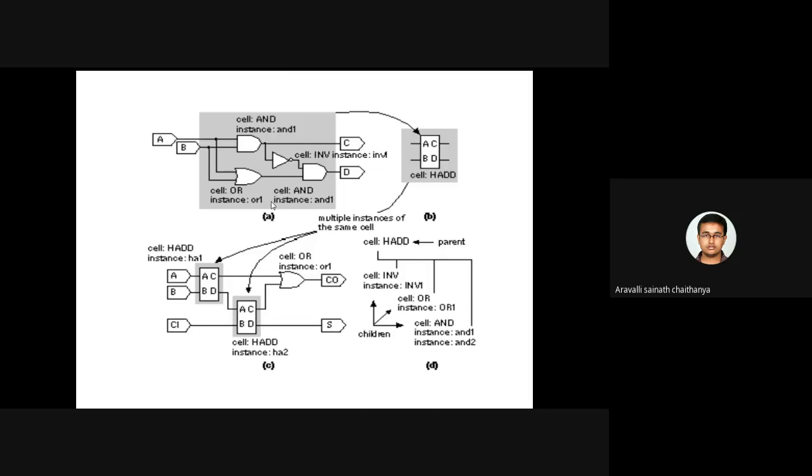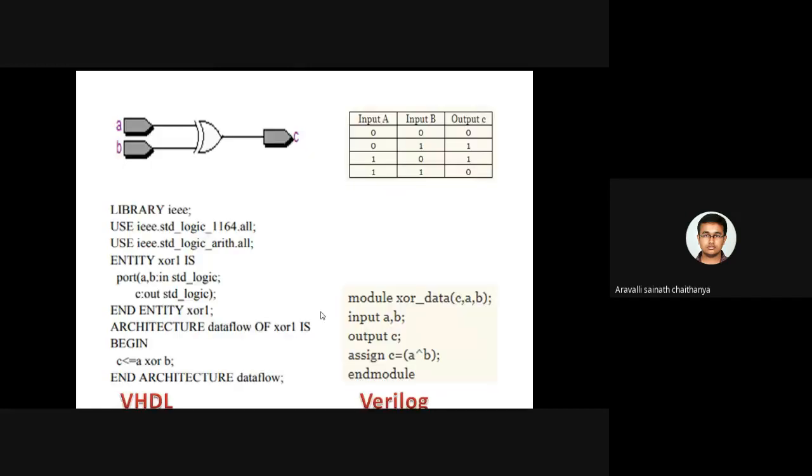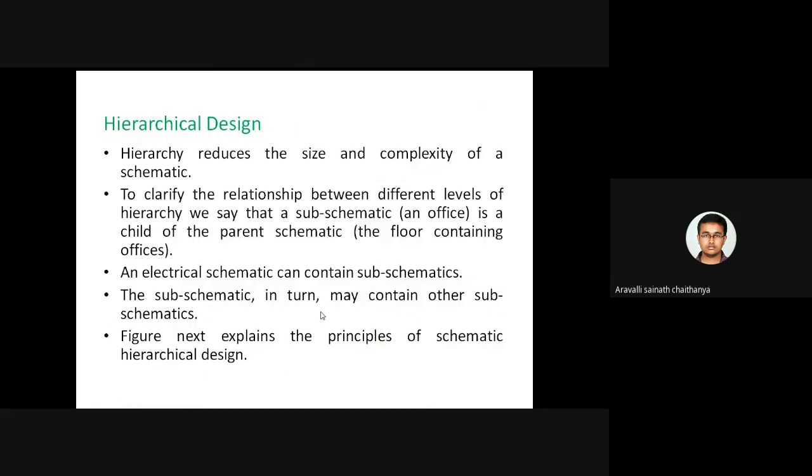That means a group of atoms gives you a molecule, a group of molecules gives you a compound, a group of compounds gives you a chemical formula. In this way, a group of transistors gives you a logical gate, a group of logical gates makes a submodule, and many submodules give you a main module or a main system. That is what hierarchical design depicts.